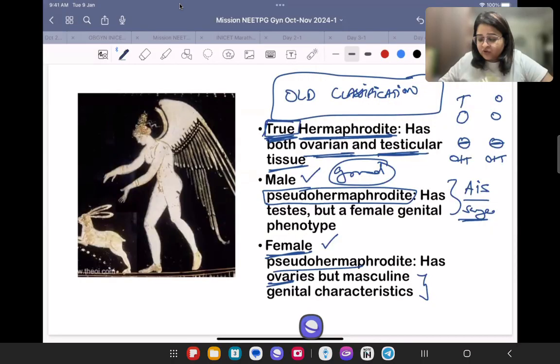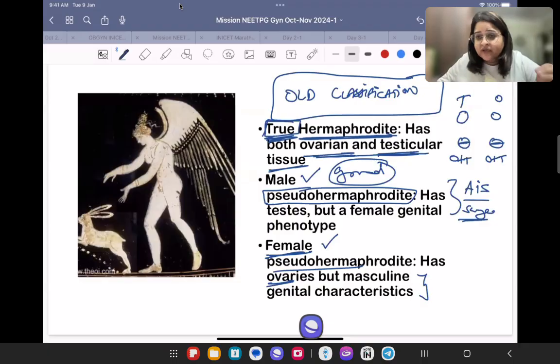Okay, so this is what you should know. The question that came, they had given an example. You know which example it was? Was it AIS or Swyer? Something was asked, what type is this? Is it a true? Is it a male? Is it a female pseudo hermaphrodite?